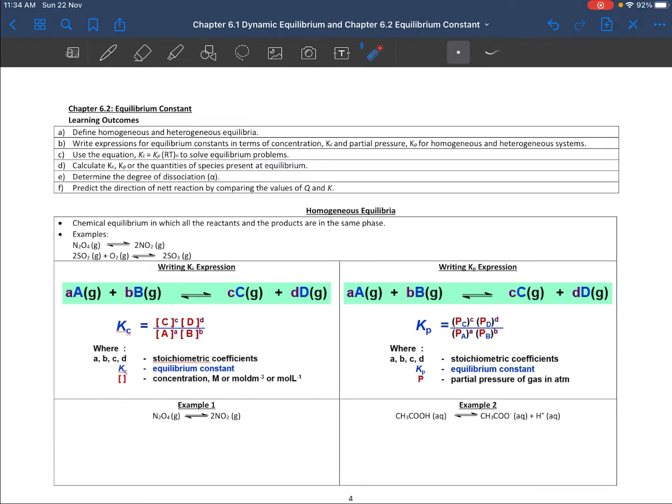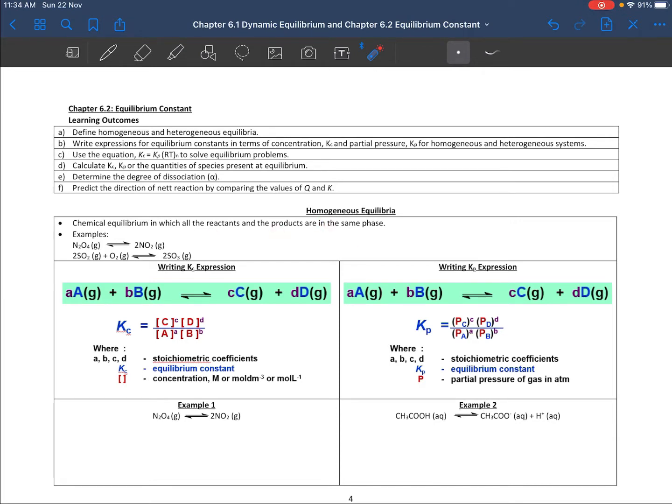Alright. So the first one, you should be able to define homogeneous. So what is homogeneous reaction ataupun homogeneous equilibria? Equilibria ni equilibrium lah, cuma dia plural. So homogeneous equilibrium adalah chemical equilibrium in which all the reactants and product are in the same phase. Homo means same. So chemical equilibrium ni kalau untuk homogeneous, that mean reactant, product dia phase yang sama.